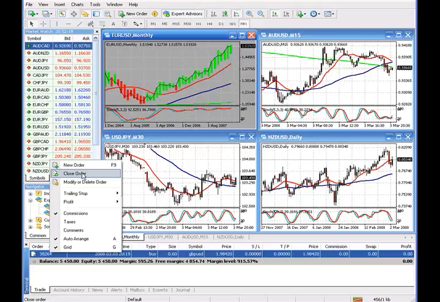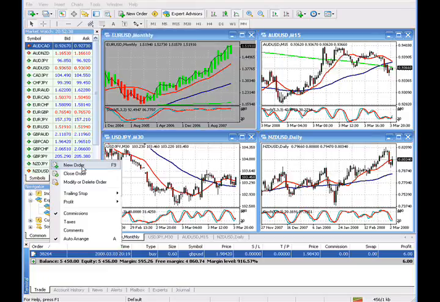Okay. Now, I don't want to do that. I actually want to modify this order. Before I go to that, some of you might be wondering, well, why can't you just click sell the market for the British pound US dollar for 0.60 lots and you exit the trade? Well, I'll show you. Let's go to new order.